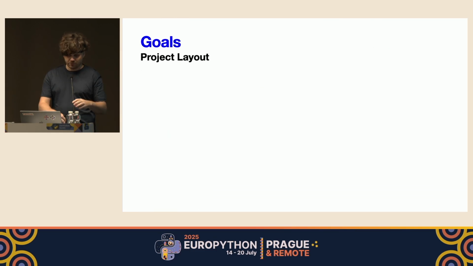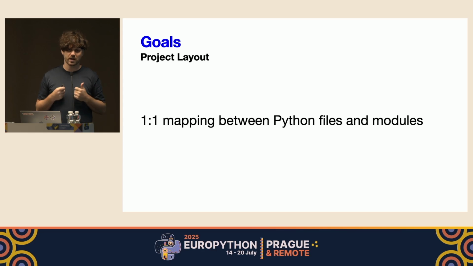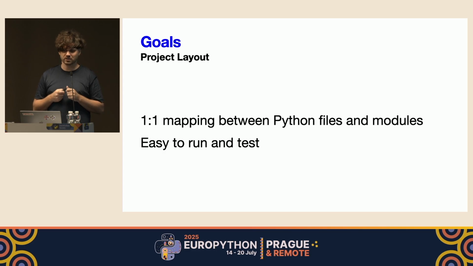And I don't want much from my project layout. Essentially, this talk will be about how to achieve two goals. One goal is that I want one-to-one mapping between Python files and modules, which means that I won't end up with two versions of one module in memory. And this also means that I don't want naming conflicts with other stuff. And my second goal is that I want something that is easy to run and test.